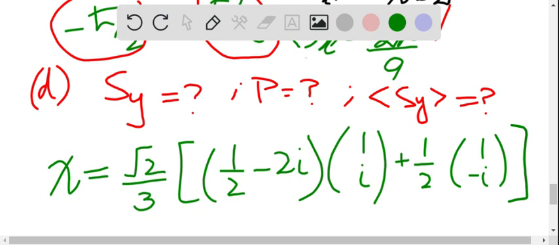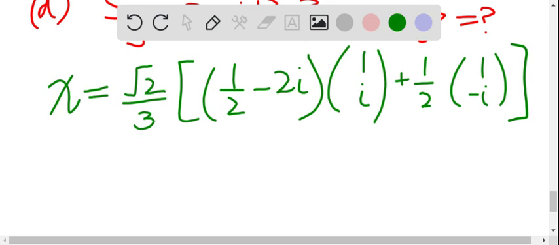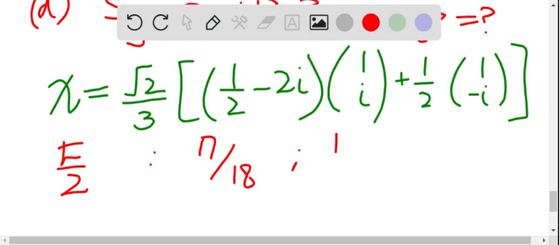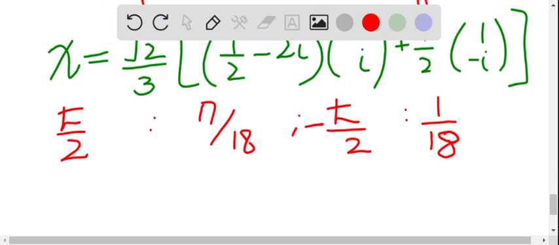So from here we will find the possible values. One would be ħ divided by 2, and its probability is 17 divided by 18, and the other possible value would be negative ħ divided by 2, and its probability would be 1 divided by 18, right? So this is the half solution for part d. Now the last thing that we are required to find is the expectation value of S_y, right?